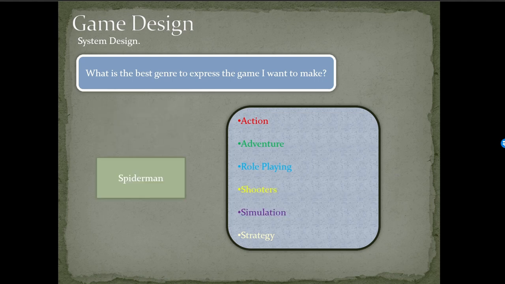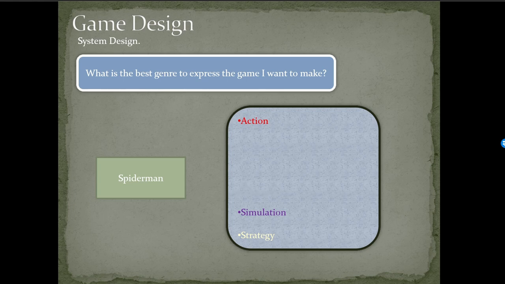Spider-Man, which ones do you think? Action, adventure, role-playing, shooter, simulation, or strategy? Probably not an adventure game. You could do a Spider-Man adventure game, but most people aren't going to think of adventure when they're thinking of Spider-Man. Probably not a role-playing game. You could have a leveling system, but I don't think that would be core to a Spider-Man game. That wouldn't be like, I want to level up as Spider-Man. That doesn't make a lot of sense because Spider-Man's already super powerful and it's not like his abilities change over time. Probably not a shooter.